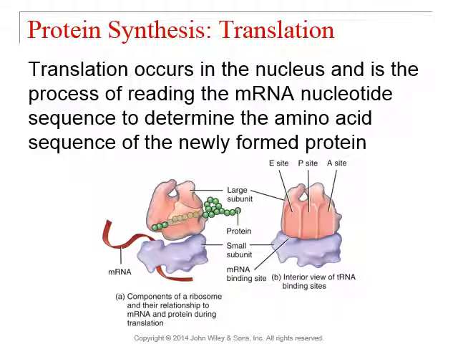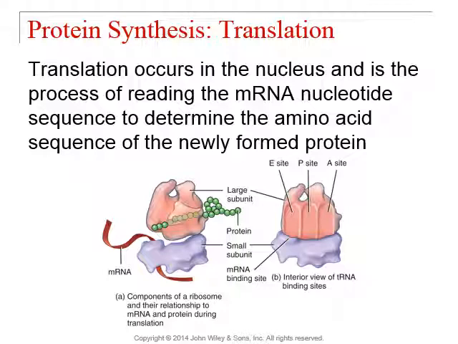Once the mRNA nucleotide sequence exits the nuclear pore and goes into the cytosol, translation actually occurs not in the nucleus. This is actually incorrect on the slide here. Translation occurs in the cytoplasm on the ribosomes themselves, where very simply a small and large subunit will pair together to bind with the messenger RNA.